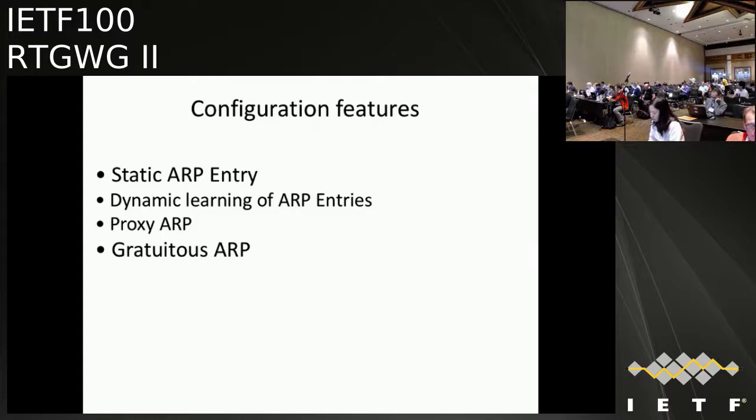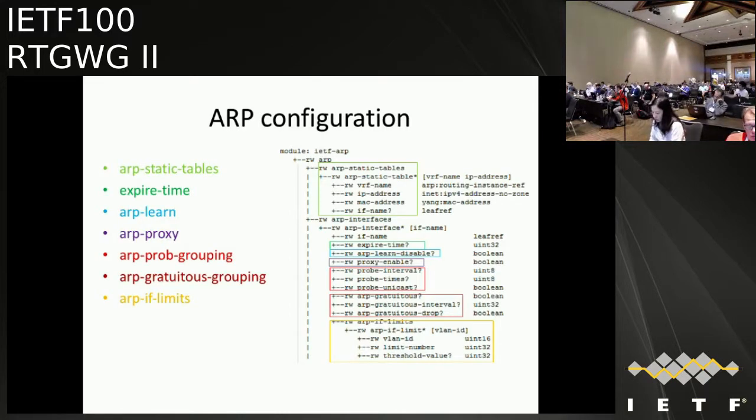So we can see the tree diagram. The first is a container, the ARP static table. It lists the static ARP configurations. Expire time is the leaf. It describes the aging time of the dynamic ARP entry. Also, the ARP learning is a leaf. It describes whether dynamic ARP learning is disabled, and it's enabled by default. And also the ARP proxy is described. It is enabled by default.